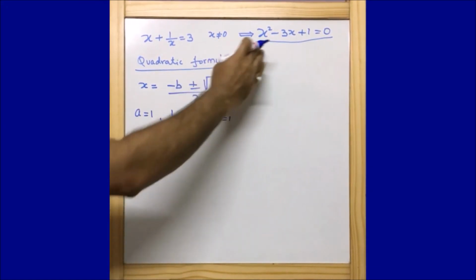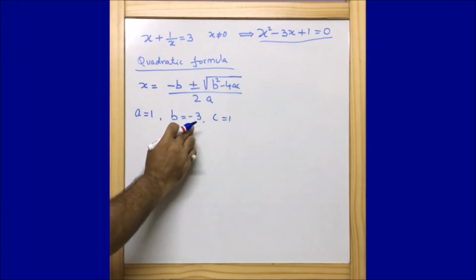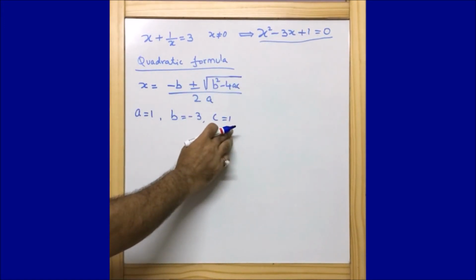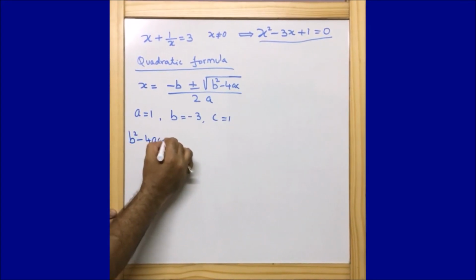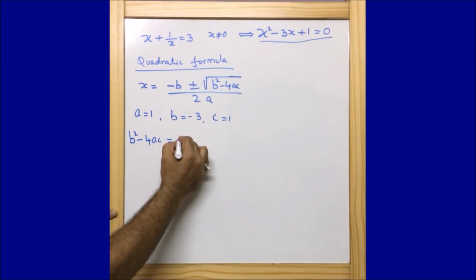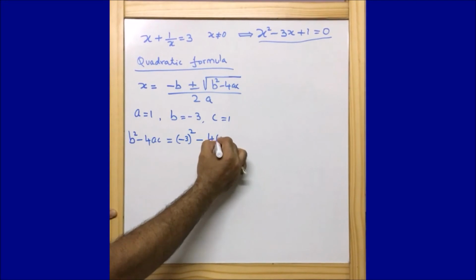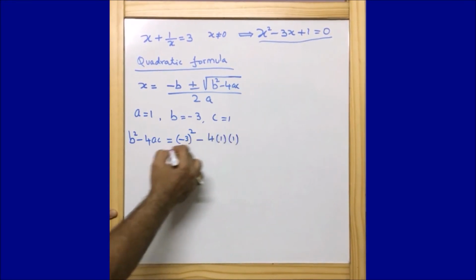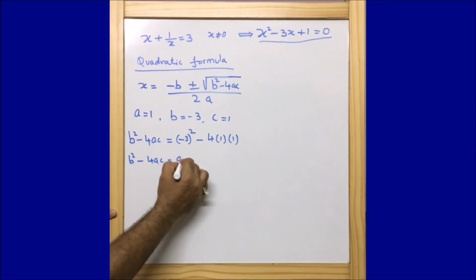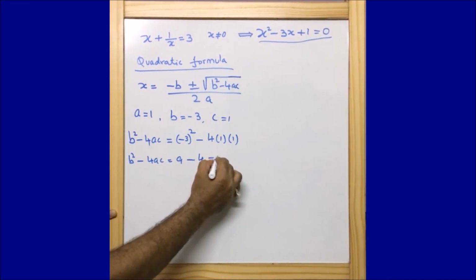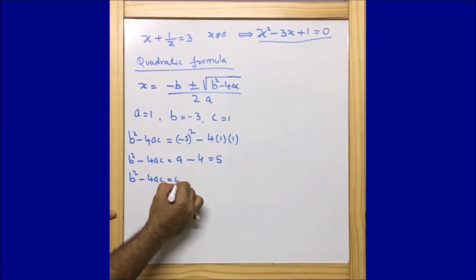A is equal to 1, the coefficient of x to the power 2 is 1, the coefficient of x here is minus 3, and the constant value c is equal to 1. Now let us find out b square minus 4ac. Here b is minus 3, that means minus 3 square minus 4 into a is 1 and c is 1. Or I can write b square minus 4ac is equal to 9 minus 4, that is equal to 5. So we got b square minus 4ac is equal to 5.